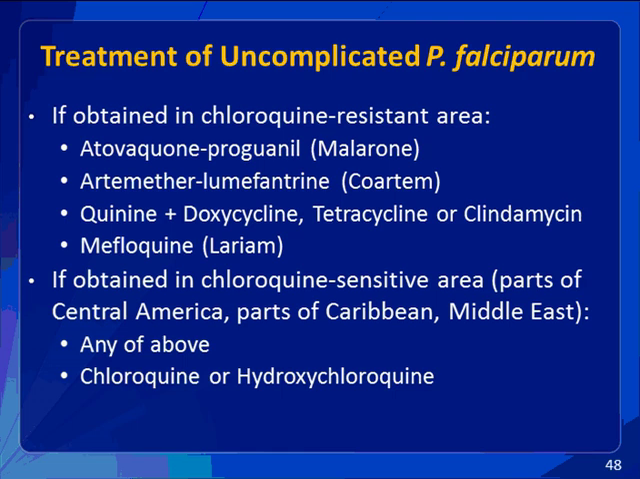First is the treatment of uncomplicated P. falciparum malaria. If the infection was obtained in a chloroquine-resistant area, which includes the majority of malaria-endemic countries, treatment options are atovaquone proguanil, which goes by the brand name of Malarone, artemether lumefantrine, brand name Coartem, quinine with doxycycline, tetracycline, or clindamycin, or mefloquine, brand name Lariam.